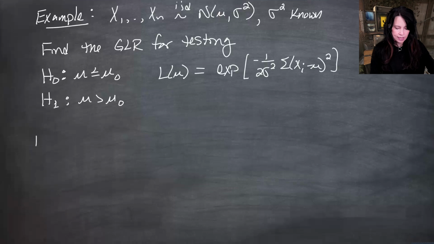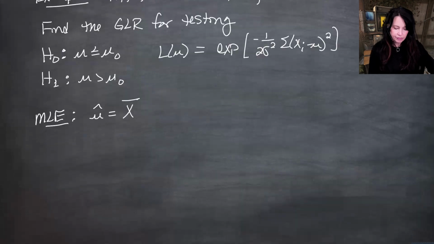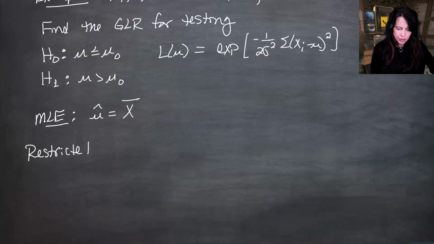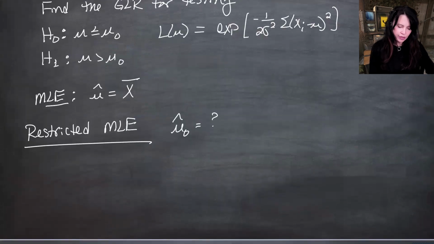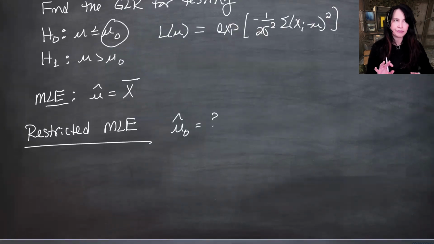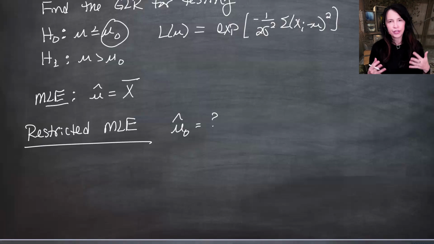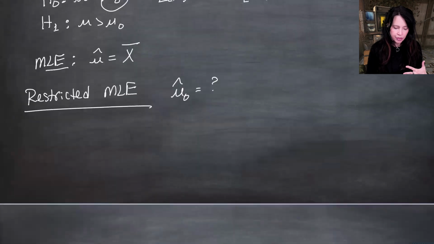So we're going to need the MLE, the regular old unrestricted MLE, and we know that that is the sample mean x bar. So here's where it gets a little bit tricky. The restricted MLE, mu 0 hat. I want to find this. So we do have a fixed value, but that's not the whole null hypothesis region. The null hypothesis region is all the mu's less than or equal to that value.